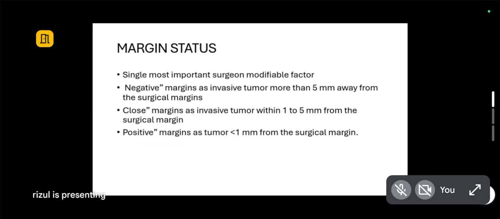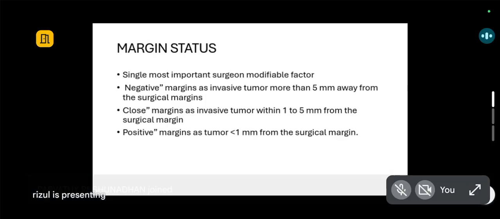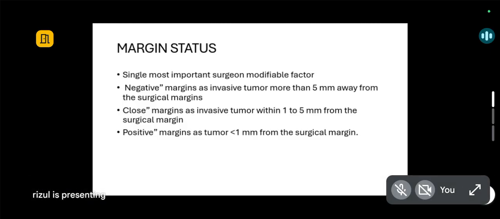Then another factor is the margin status. We know it is the single most important surgeon-modifiable factor. The margins, as per some guidelines, like the UK guidelines, are defined as negative when the invasive tumor is more than 5 mm away from the surgical margins, close when it is within 1 to 5 mm from the surgical margins, and positive when it is less than 1 mm from the surgical margins.